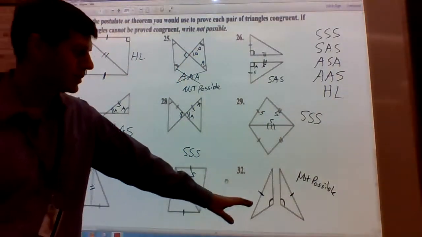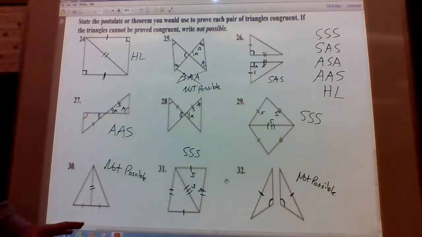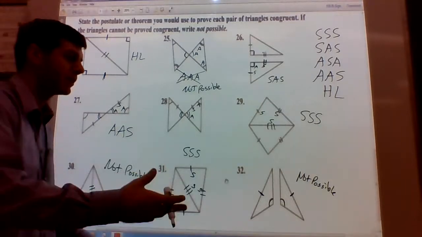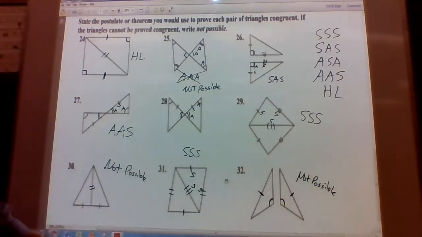The other way is we simply do not get enough, like 30 and 32. There's not enough information there to get three corresponding parts that are congruent. If we can't get three corresponding parts that are congruent, we know for sure that we can't figure out if the triangles are congruent. They may be congruent, but again, we just simply don't have enough information.